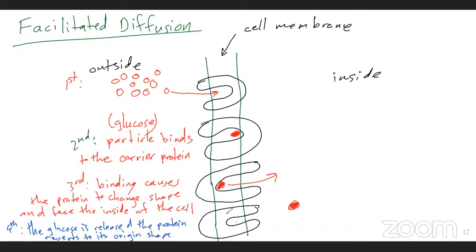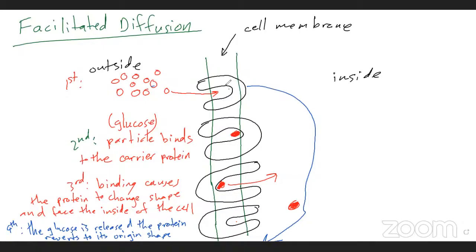So once it releases it, you would draw this diagram below it. It will now turn back and face the outside of the cell, so the next molecule of glucose can go in. All right, so this is how facilitated diffusion works. The molecule binds to the protein, it turns around, releases it. Once it releases it, it turns back around and picks up the next one. All right, and so it continues.